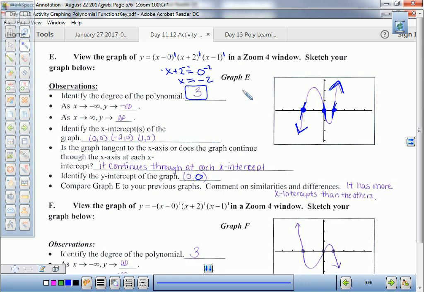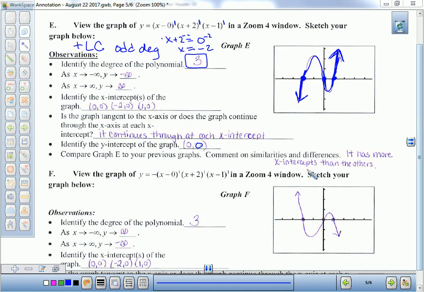Okay, so we have a third degree function, so the function is an odd degree, and we have a positive leading coefficient. When it's a positive leading coefficient and an odd degree, it falls to the left and it rises to the right. And then we know it passes through each one of those factors. So pass through, loop around, pass through, loop around, pass through. That's how we could graph it without a calculator.